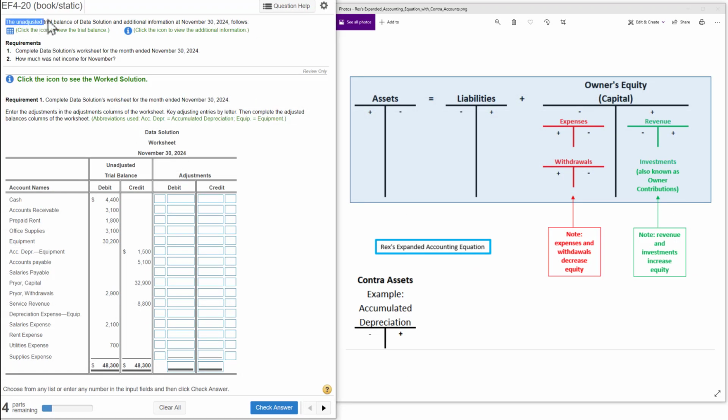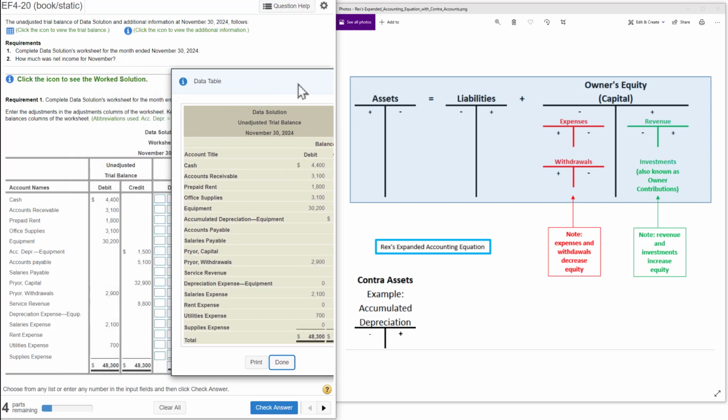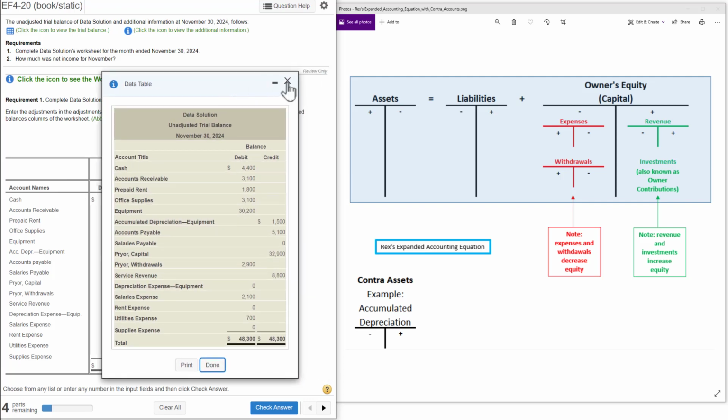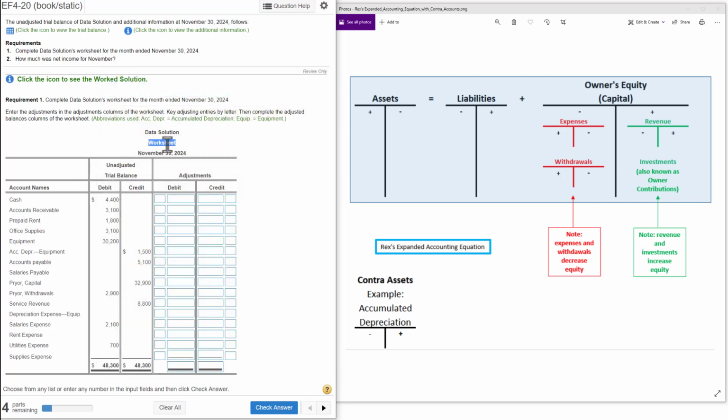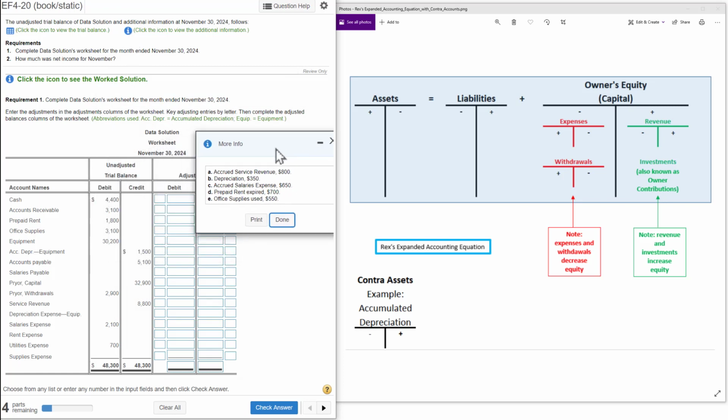It says the unadjusted trial balance of Data Solution and additional information at the end of November follows. So what they've got here is our unadjusted trial balance. Now we really don't need this set of data because it has already been plugged into the spreadsheet for us. They of course call it the worksheet. And then we have our adjustment data. This will be critical information that we need to know to create our adjustments. Then it says complete the worksheet, and then how much was net income for November.